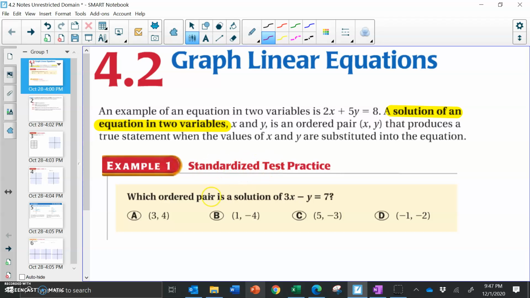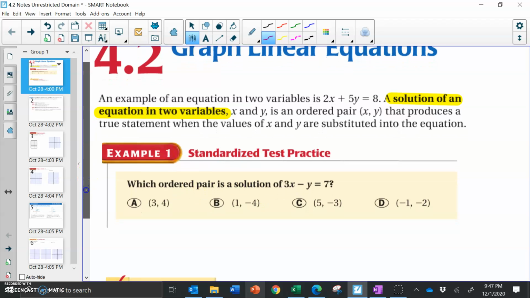So example 1 says which ordered pair is a solution to the equation 3x minus y equals 7, and we have four choices. Basically, we just need to plug in the x and the y value to the equation and see which one actually works. So if I do 3 times 3 minus 4, if 3 comma 4 is a solution, this will equal 7. When I follow order of operations, 9 minus 4 is not going to equal 7. So choice A is not the correct answer.